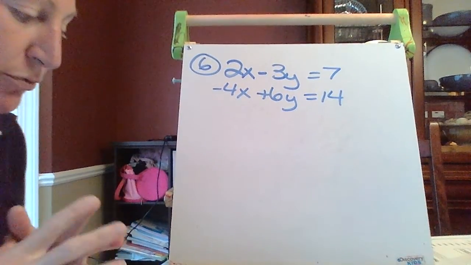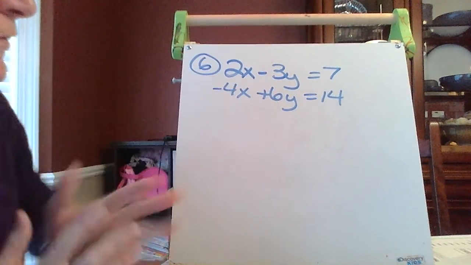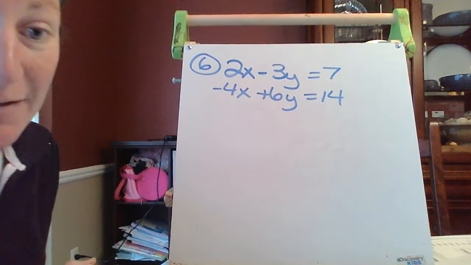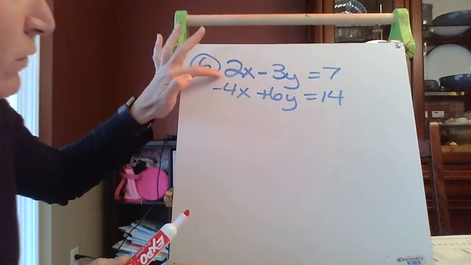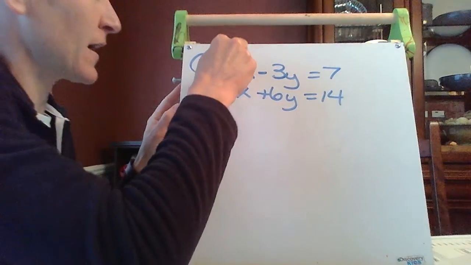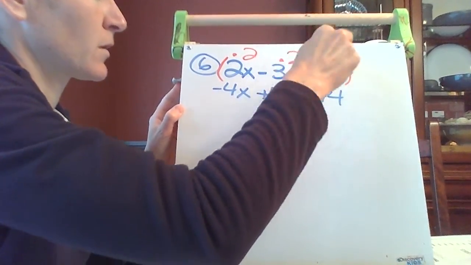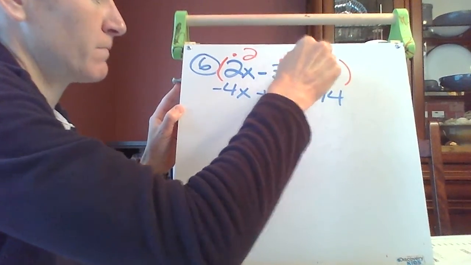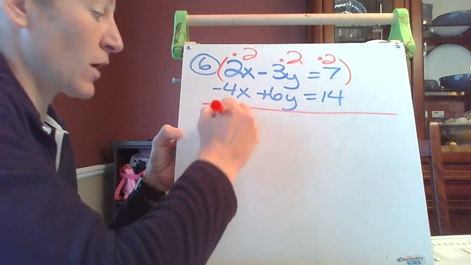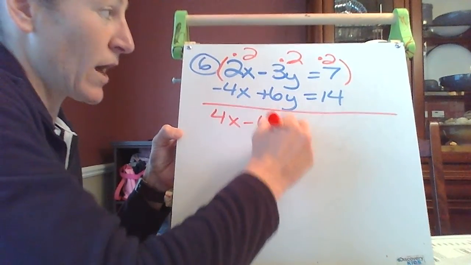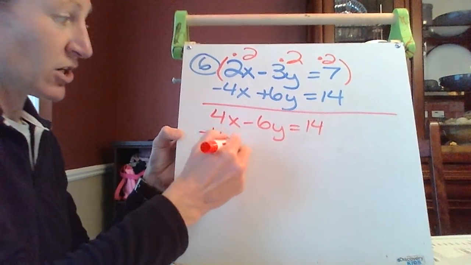Okay, so let's go through this one. All right, when we look at this, I have opposite signs for both my x's and my y's, but not the same number. So again, let's deal with x's because we like x's. If I want to cancel, I have to turn the top x into a 4, meaning multiply by 2. Okay, so we're going to rewrite that top equation. So we get 4x minus 6y equals 14. The bottom equation does not change.